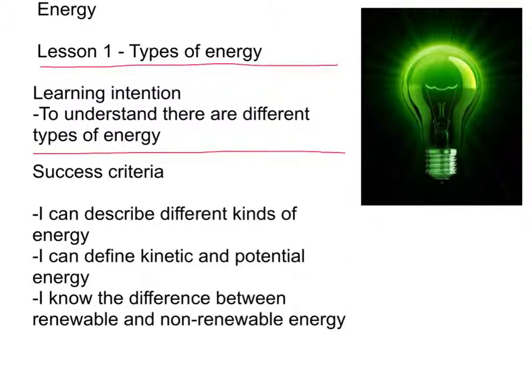So we are going to start our new topic called energy, and the first lesson will be about the different types of energy. So the learning intention for this lesson is to understand there are different types of energy, and the success criteria is that you can describe different kinds of energy. I can define kinetic and potential energy, and that you know the difference between renewable and non-renewable energy. So the success criteria should be things that you should be able to do by the end of this lesson.